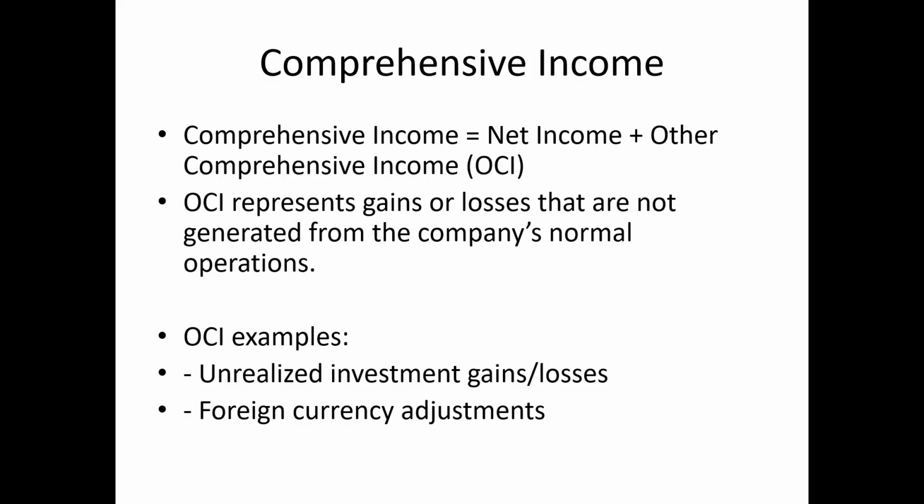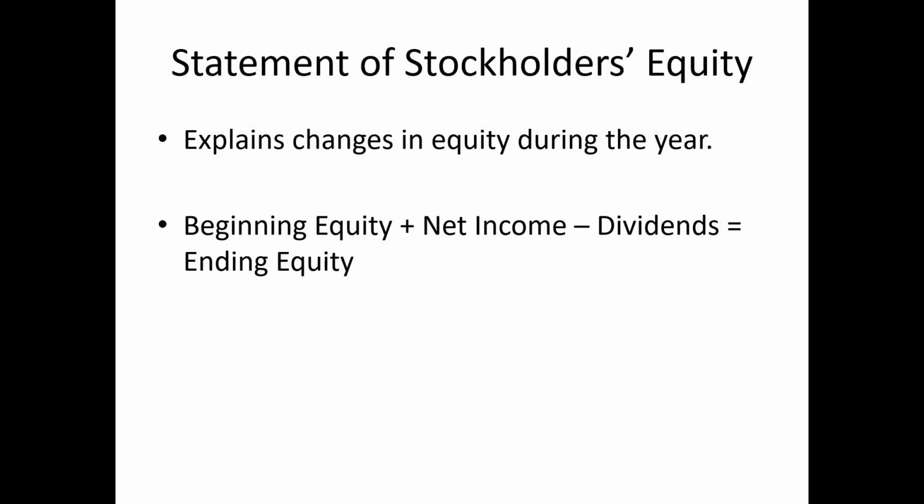Comprehensive income is equal to net income plus other comprehensive income. OCI represents gains or losses that are not generated from the company's normal operations. For example, unrealized investment gains or losses, foreign currency adjustments, etc.